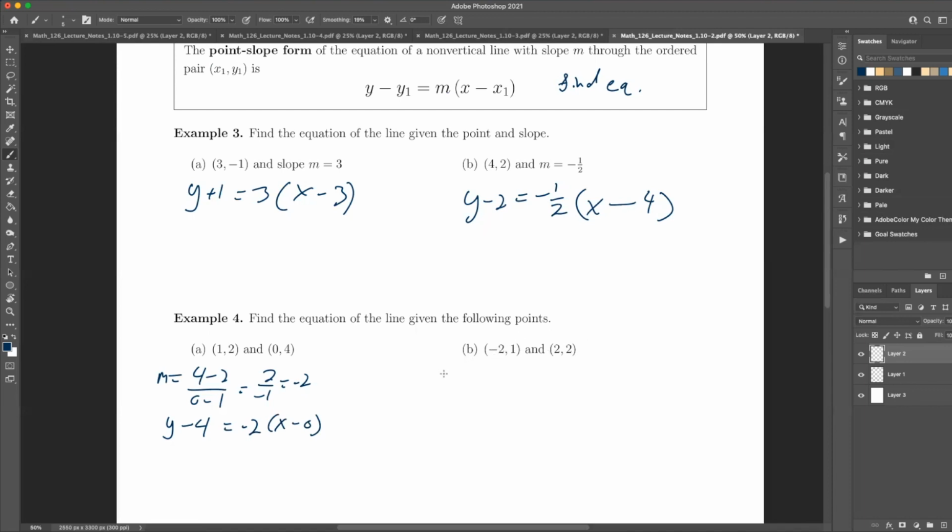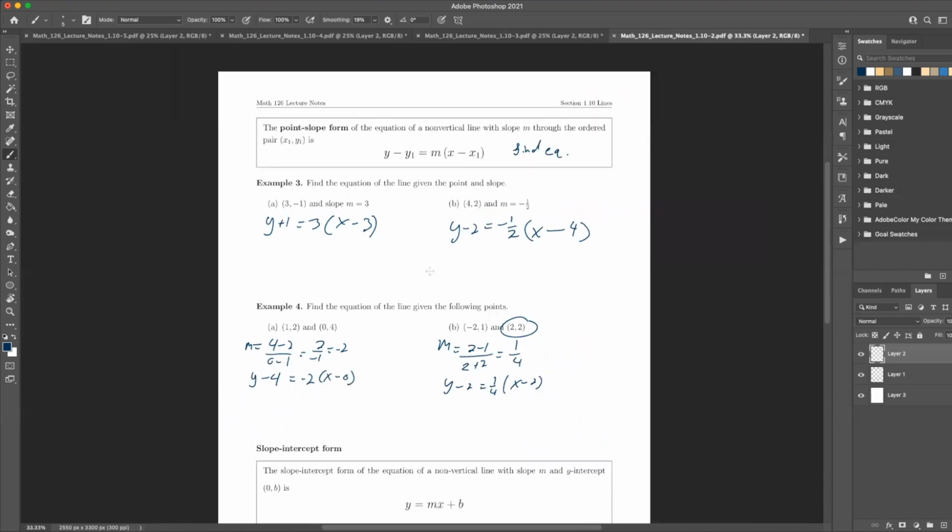We'll find out why that makes it easier. We'll do the same thing here. M is equal to 2 minus 1, so the y's minus the x's. So minus 2 will be plus 2. So this would be a fourth. I'm just going to choose a point. Minus 2 equals 1/4 x minus 2. Okay, and so here we've written the equation for lines.